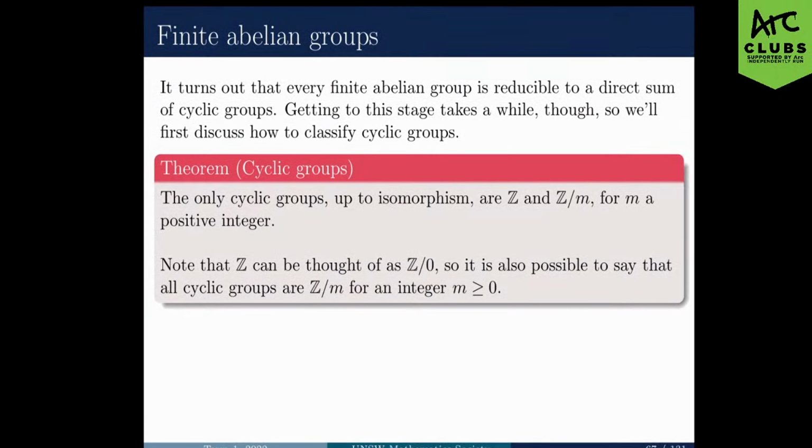Alrighty, so with that, there's actually something else we can show. We can show that all finite abelian groups can be expressed as a direct sum of cyclic groups. But to actually get to that point, we need a few theorems. So first of all, we'll discuss how to talk about cyclic groups themselves.